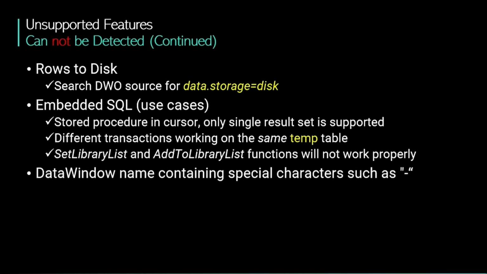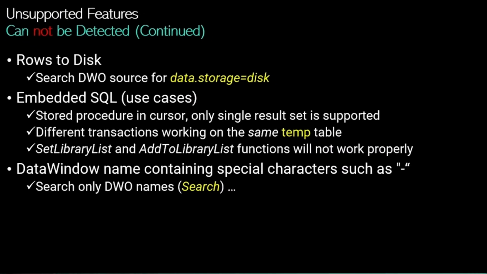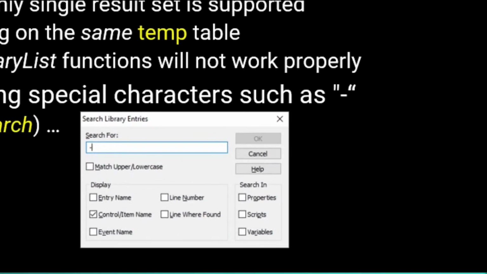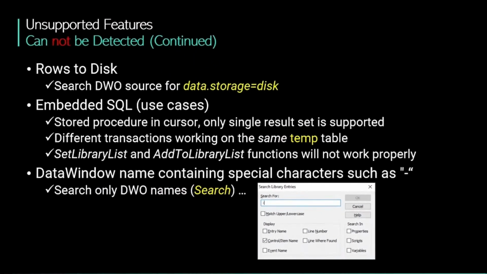DataWindow name containing special characters such as a dash. You can use the actual search, and now the advanced search in the upcoming 2022 release of PowerBuilder, where you can use some kind of a pattern match. But again, the key is anything that has a dash in it. So if you look at the example here, if I just do a search in the PowerBuilder IDE, just looking for a dash, where I'm looking just for the checkbox control name, it'll pump out all the DataWindow objects that have a dash versus an underscore.